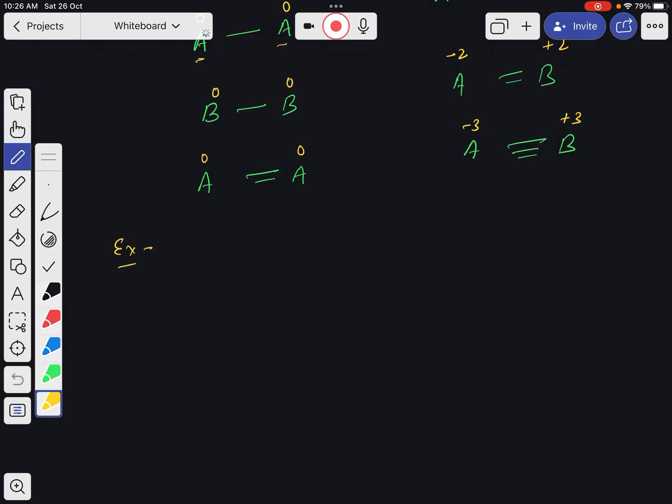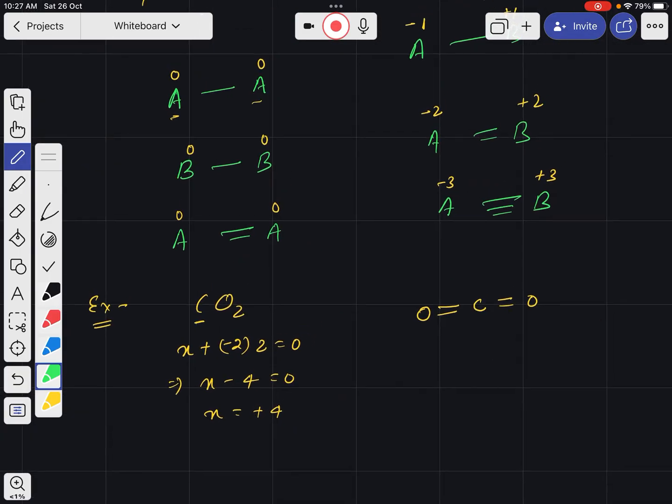Consider this example, carbon dioxide. In carbon dioxide, if you calculate the oxidation number of carbon, then you can write carbon as X and oxygen is -2, so -2 into 2 equal to 0, so X minus 4 equal to 0, X equal to +4. Okay, also this can be found in this manner by using the bonding situation.